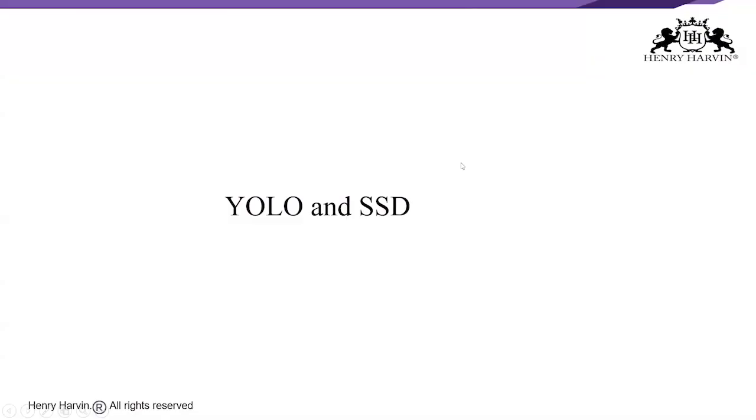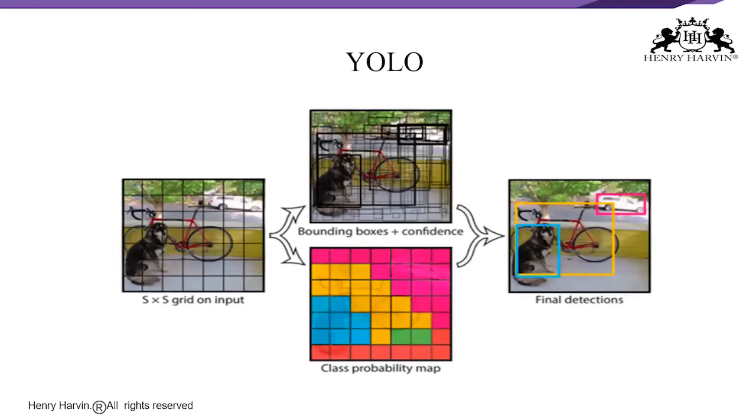Hello everyone. In this video, let us discuss how to detect multiple objects. Till now we have seen how to detect a single object. Now we are going to look into how to detect multiple objects. There are multiple approaches. First, let us discuss YOLO. YOLO means You Only Look Once.